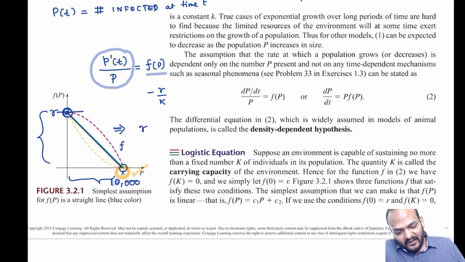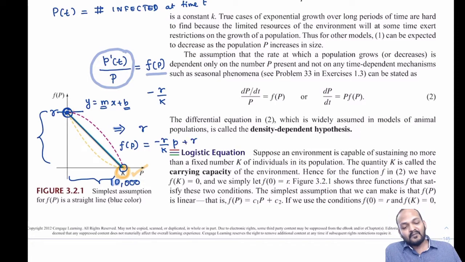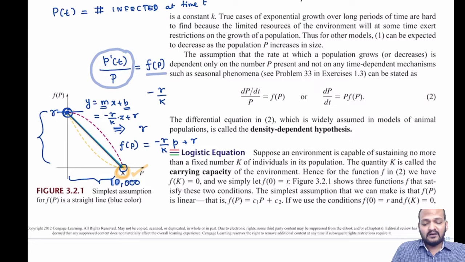if you say this is f of P, this is a function of P, right? So that would be, remember, y equals mx plus b is what I'm looking at. M is the slope and b is the y-intercept. And m, the slope, happens to be minus R over K times P plus R, right? In other words, if you're writing it along y equals mx plus b, this would be minus R over K times x plus R, right? So that is the model.